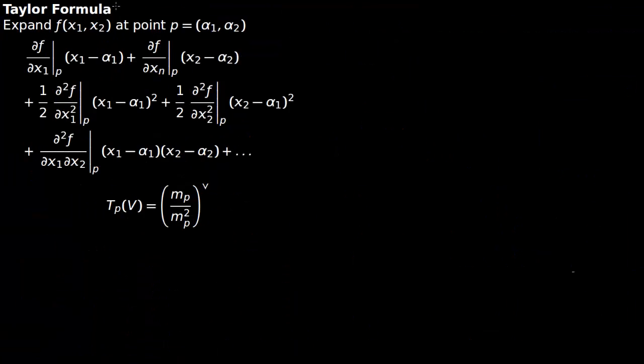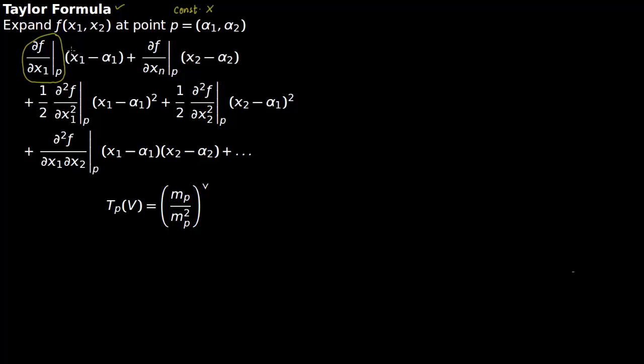So recall the Taylor formula. So you have this equation f(x1, x2) and you want to expand it at this point p = (alpha 1, alpha 2). Now if you forget the constant term, so there is a constant term in the expansion and you forget it, then the expansion would be something like this. You take the partial of f with respect to x1, evaluate it at point p, so this will become a constant. So this term is a constant. Then multiply it with x1 minus alpha 1. Then you have the second term, multiply it with x2 minus alpha 2, and then so on, x1 minus alpha 1 square, and so on.